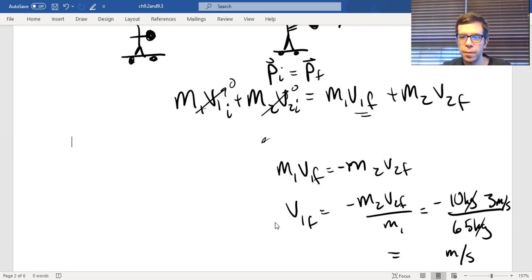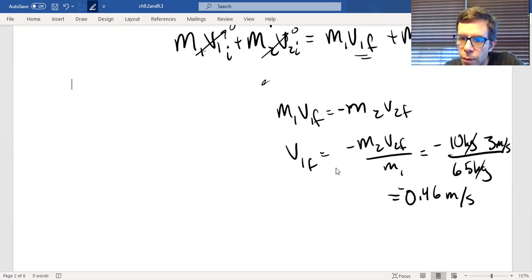And I don't know what 30 over 65 is, so let's plug it in the calculator. We'll get 0.46 meters per second for the final speed of the person on the skateboard, right, when they throw the medicine ball.